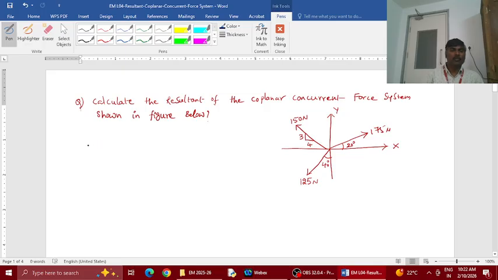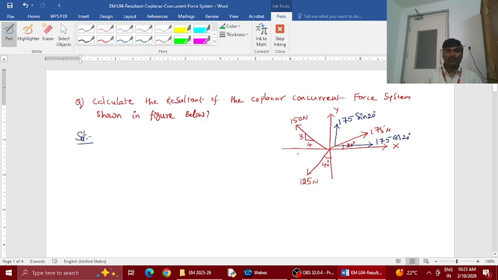Let us write the components first. I'll draw the components in the diagram itself. This is its x component and y component. The x component is 175 cos 20, and the y component is 175 sin 20. Now let us resolve the other force.